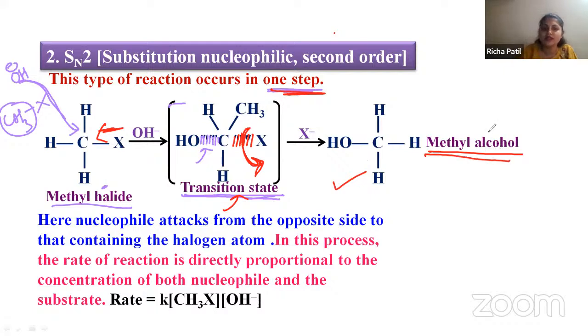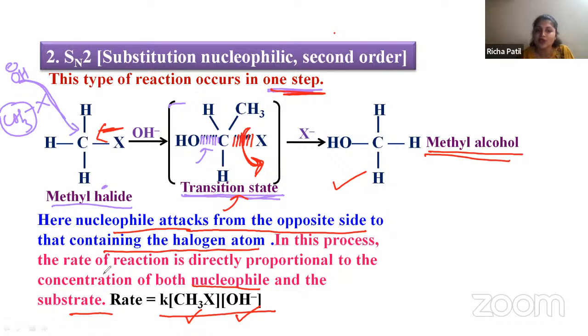So this is your substitution nucleophilic bimolecular. Here the rate of the reaction depends upon two substances. One is your substrate and one is your nucleophile. So the rate depends on both the nucleophile as well as the substrate. The nucleophile attacks from the opposite side to that containing the halogen atom. So the rate of the reaction is directly proportional to the concentrations of both nucleophile and substrate.